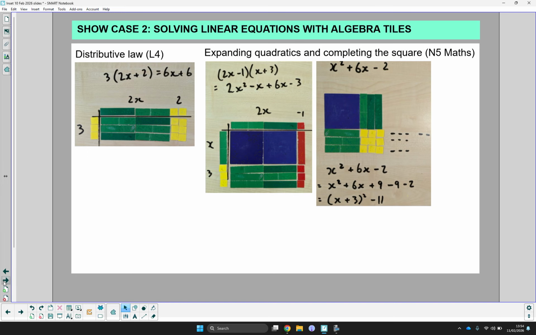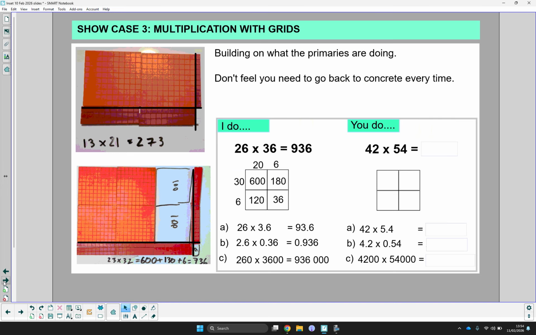The distributive law and the quadratics, that's what brings us nicely onto the 3rd thing I'd like to show you. Our primaries have done quite a bit of work with Dienes apparatus, named after I think a Hungarian mathematician called Zoltán Dienes. Again, we've got a rectangle being made to represent 13 multiplied by 21. So we've got 13 down this side, we've got 21 along the top.